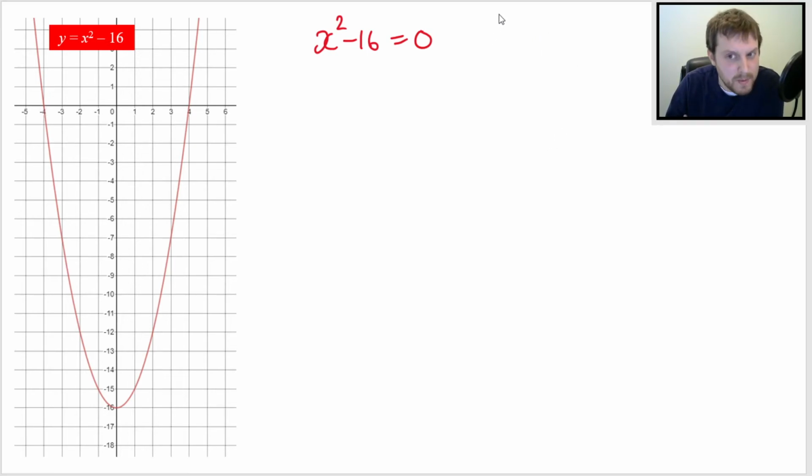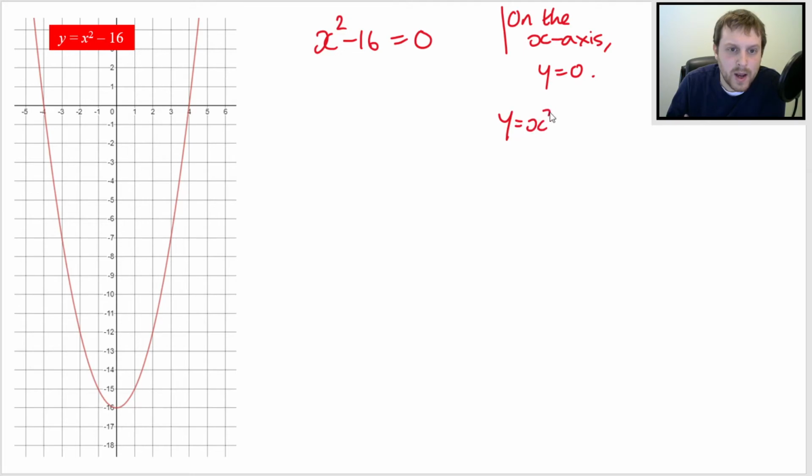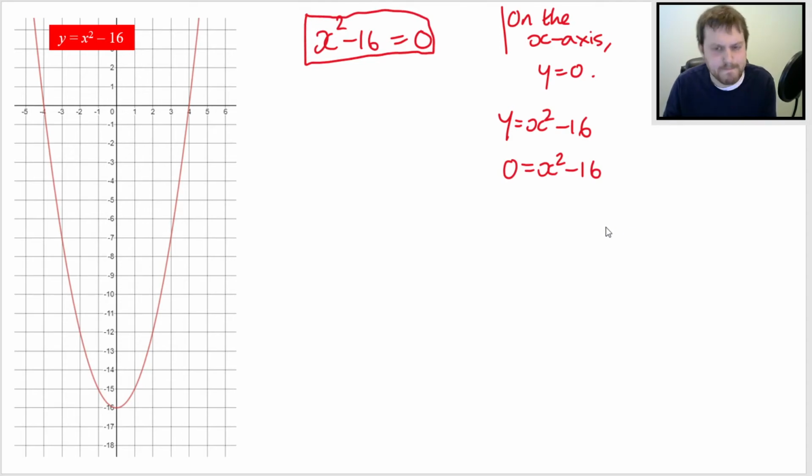So I'm going to remind you once more about the logic here. On the x-axis, y is 0. But for this graph, y is actually x squared minus 16. Now, if I'm on about whereabouts it crosses the x-axis, I would have to make y be 0, because I'm on the x-axis. And that's actually what I started by writing, isn't it? I actually started by writing that.